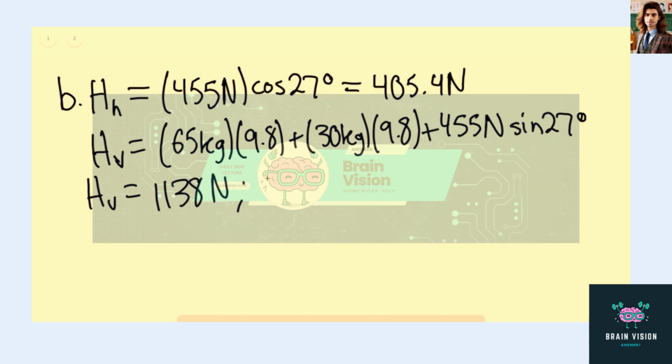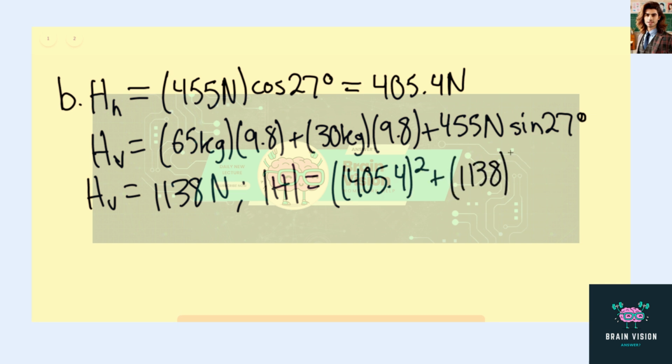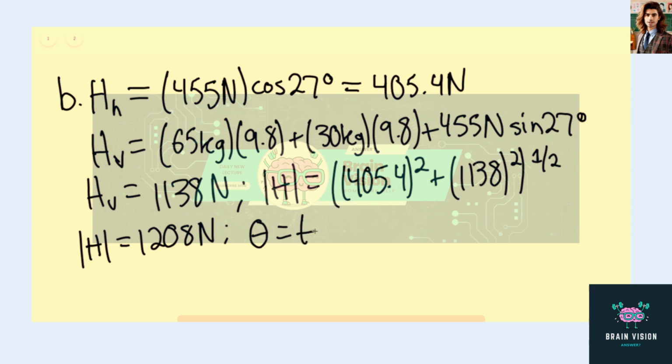So the magnitude of the force that the hinge is exerting on the beam would be equal to 405.4 squared plus 1,138 squared, all to the 1/2 power. And so the magnitude of this force would be equal to 1,208 newtons. To find the angle, this would simply be the arctangent of the Y component divided by the X component.